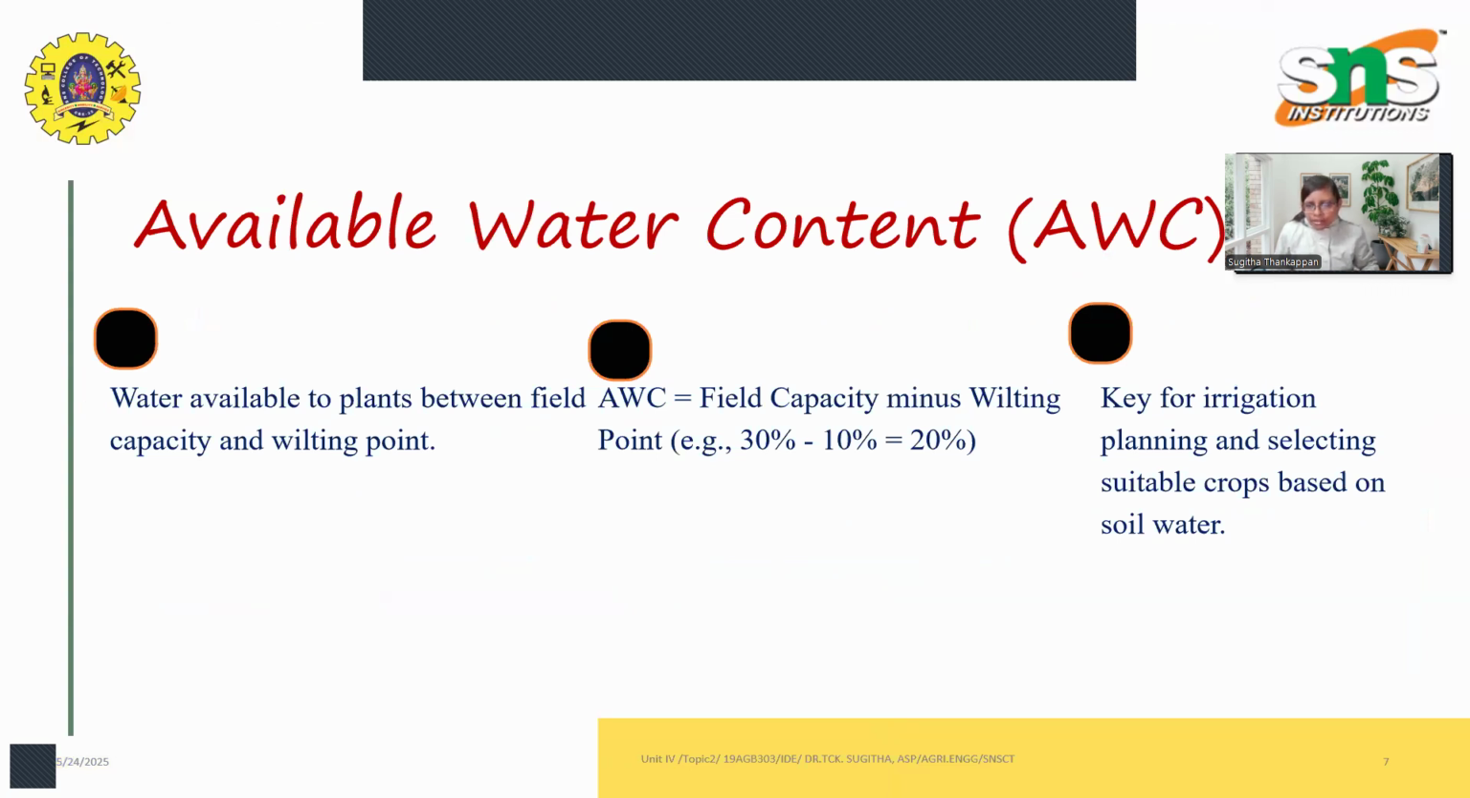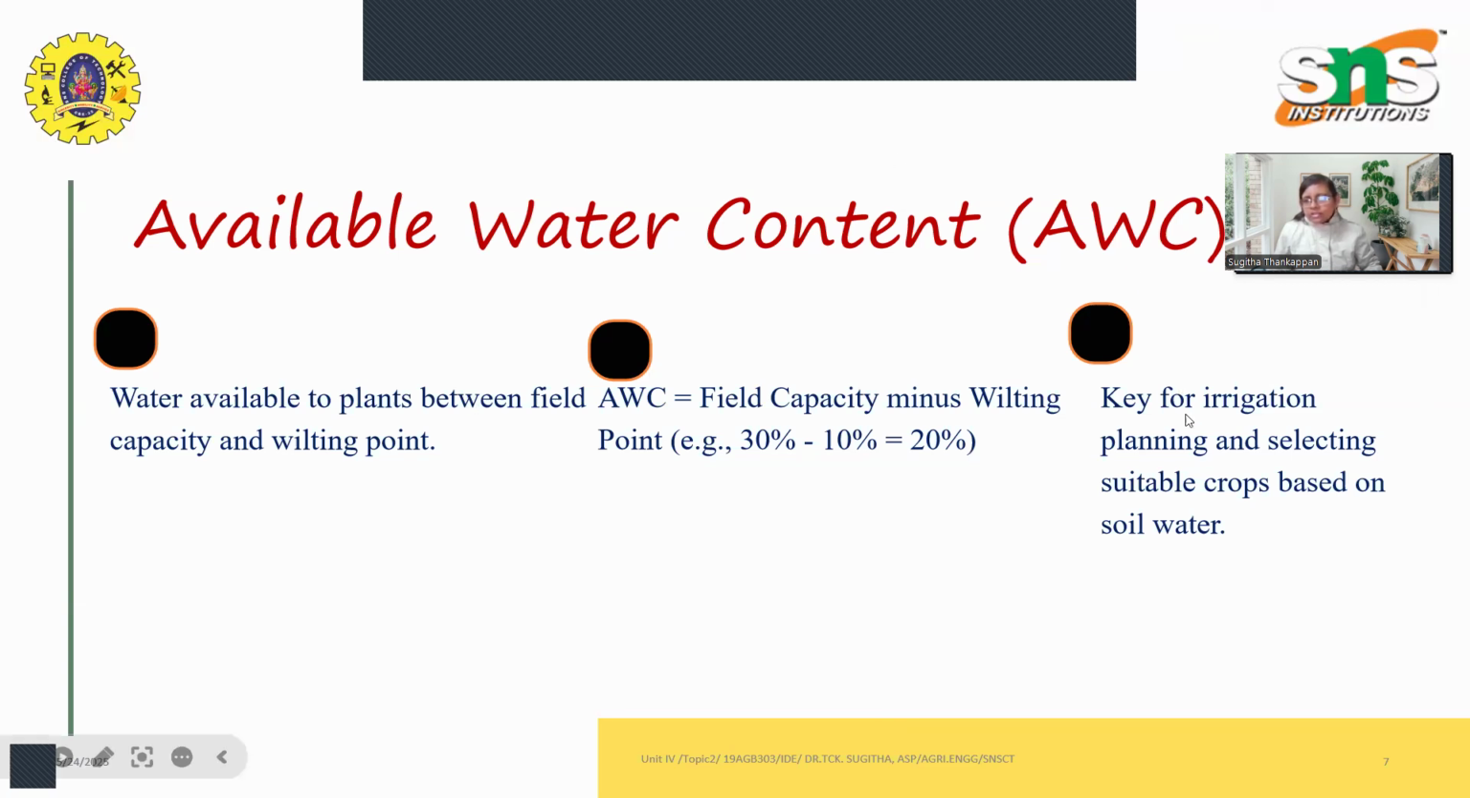So we studied what is field capacity, the maximum water retained in the soil, and permanent wilting point, beyond which the plant cannot recover. In between, we call it available water content, or the water available to the plant between the field capacity and wilting point, and it is calculated by a simple formula, that is field capacity minus wilting point. For instance, if the field capacity is 30% and the wilting point happens at 10% moisture level, how much will be the available water content? That is 20%.